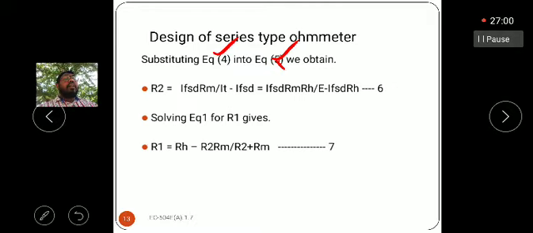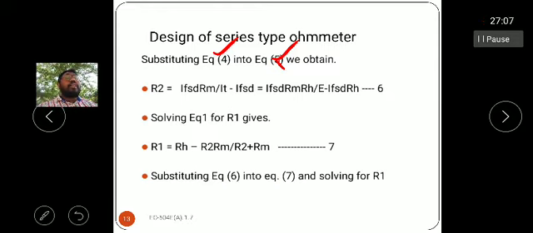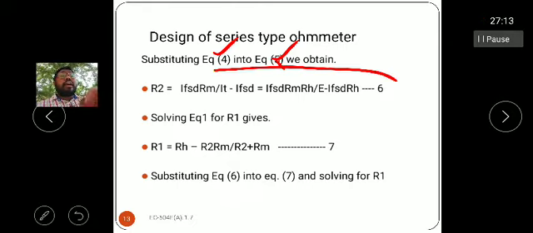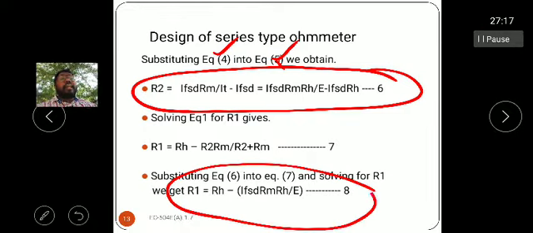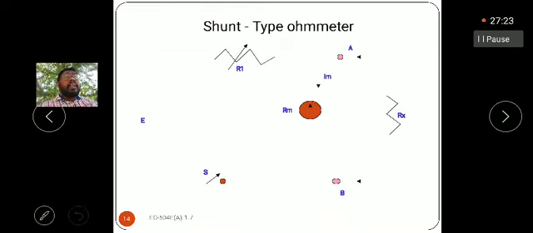For solving R1, it gives R1 is equal to R2 minus Rh minus R2 into Rm by R2 plus Rm. Then by substituting equation 6 into this equation 7, we are getting the R2 value. Here we are getting R2, here we are getting R1, both we are getting. Based on that, we can simply design the series type ohmmeter. The next topic is the explanation about the shunt type ohmmeter.